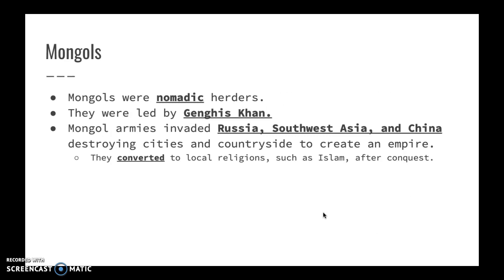The Mongols were nomadic herders. You might have heard of them traveling on horseback with Genghis Khan. They are featured in quite a few films. The Mongol armies end up invading Russia, Southwest Asia, and China, creating a massive empire, converting to local religions after they come in and take them over. One of the other things that the Mongols are known for is the spread of the Black Death.